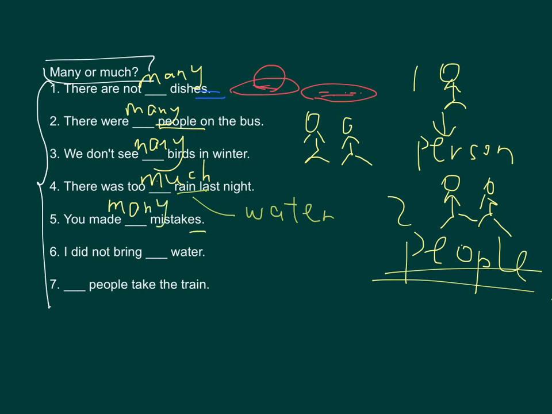And in question 6, I did not bring much water. I've just mentioned in question 4, water, it is uncountable. In question 7, can we count people? Yeah, of course, just like question 2. Many. Okay?